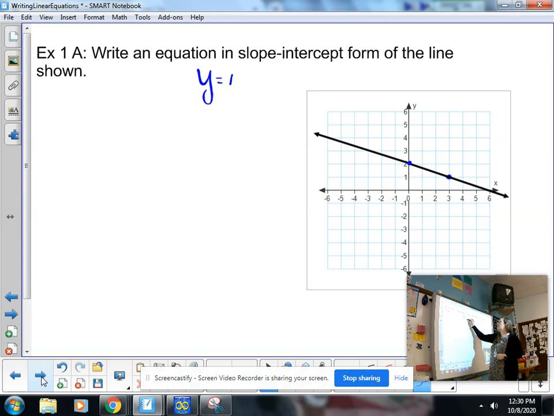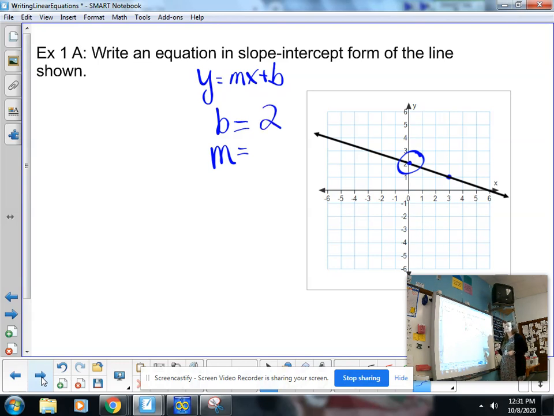Slope-intercept form is y equals mx plus b. In order to do this, I need to identify the b, which is the y-intercept of the line that is graphed, and I need to identify the m, which is the slope of the line that is graphed. B, being the y-intercept, is wherever your line crosses the y-axis. We cross the y-axis there, which means that your y-intercept is 2.